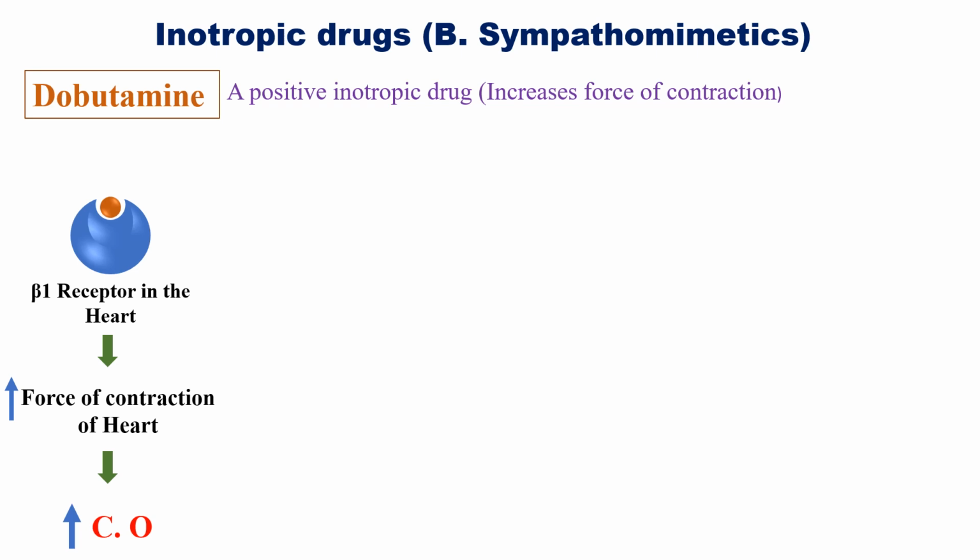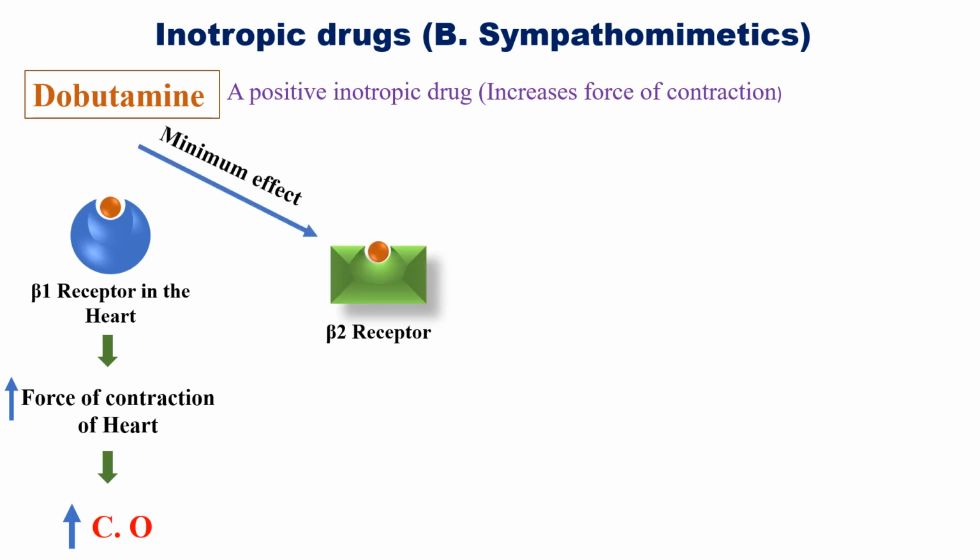Cardiac output is the amount of blood ejected by the heart in a minute. Here, the force of contraction of the heart is increased and the ventricles are contracting completely. Finally, cardiac output increases. Dobutamine also has a minimal effect on beta-2 receptors, that stimulates beta-2 receptors and causes vasodilation. Hence, this category of drugs can be used in the treatment of congestive heart failure.